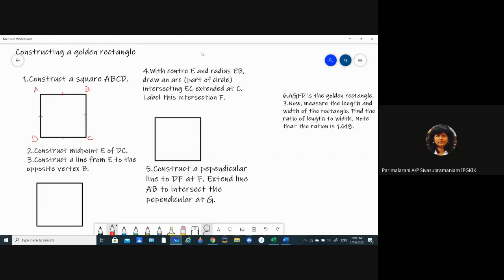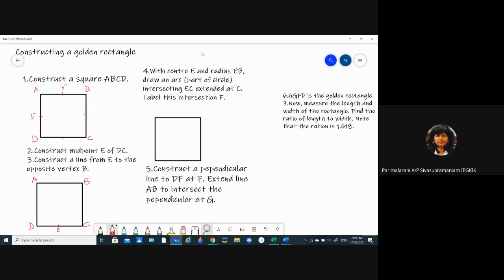So say this is ABCD. This is the same length. Let's use 5. So all the sides are 5. In step 2, I'm going to construct the midpoint E of DC. So find the midpoint here and label it E. You can use a compass to find the midpoint. Using construction principles, we can find the midpoint E.